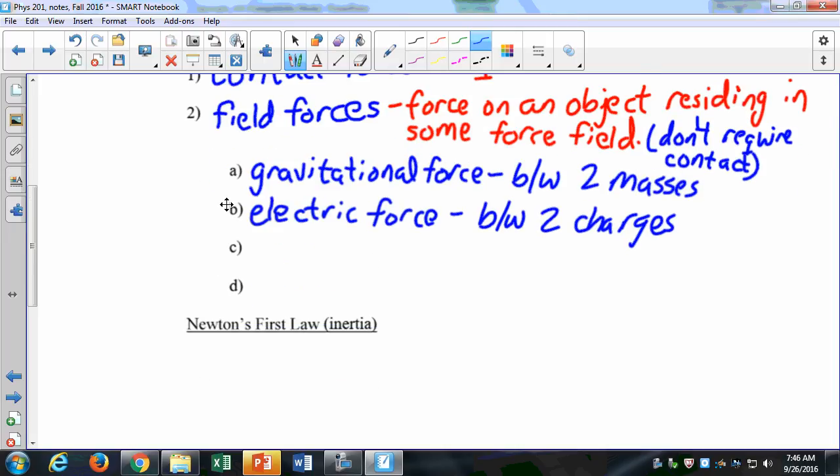And then there are two other forces. You really just need to know them in name only. Know that they exist, so they give you a total of 4 field forces in nature. And the first is the strong nuclear force.